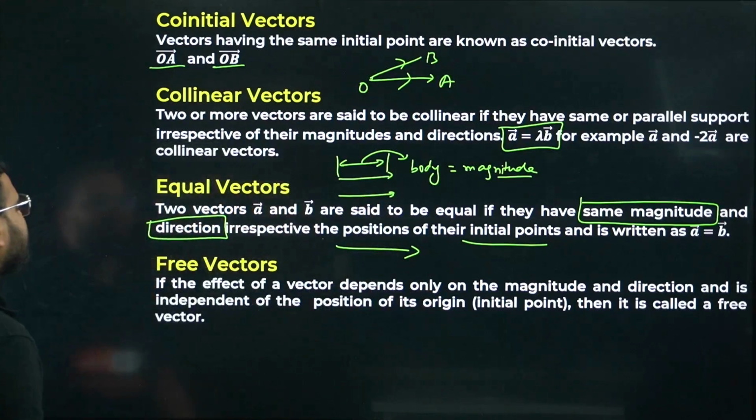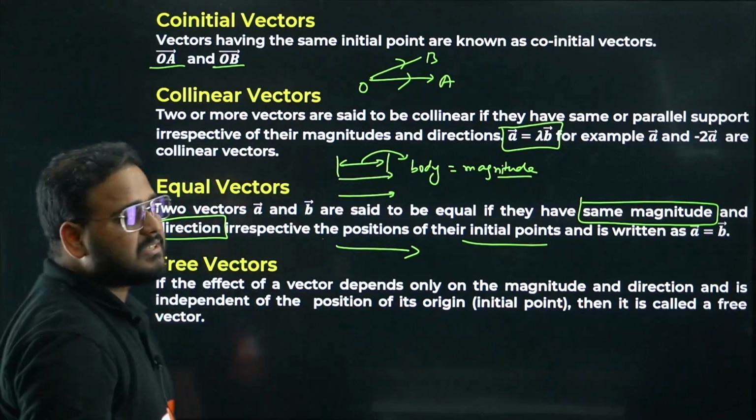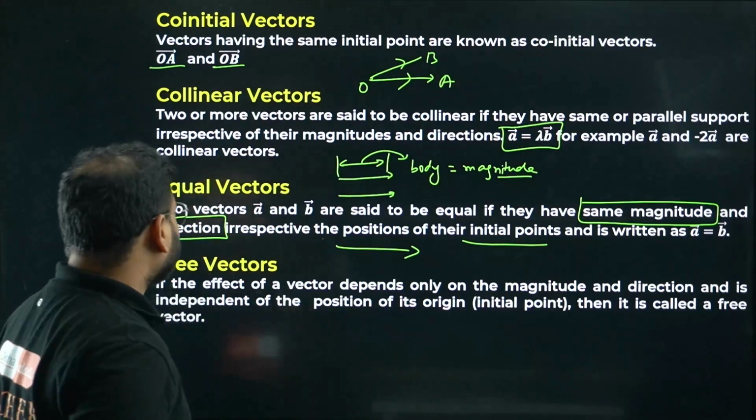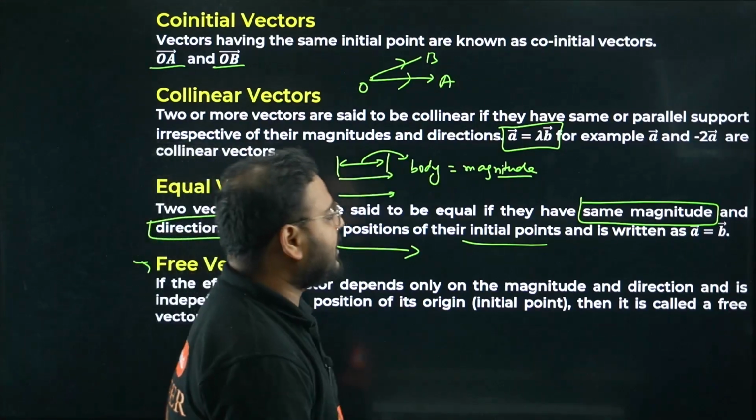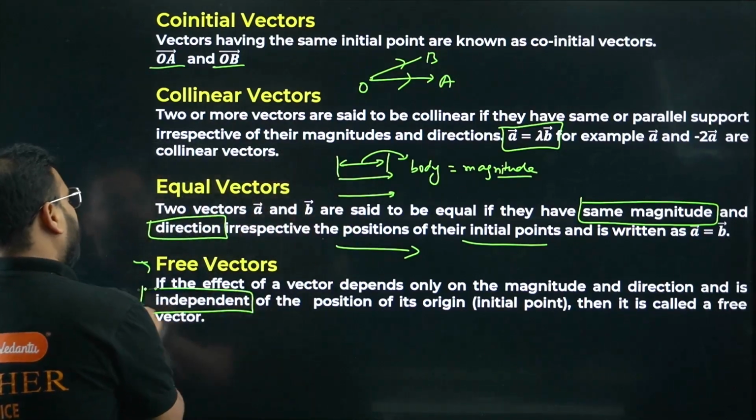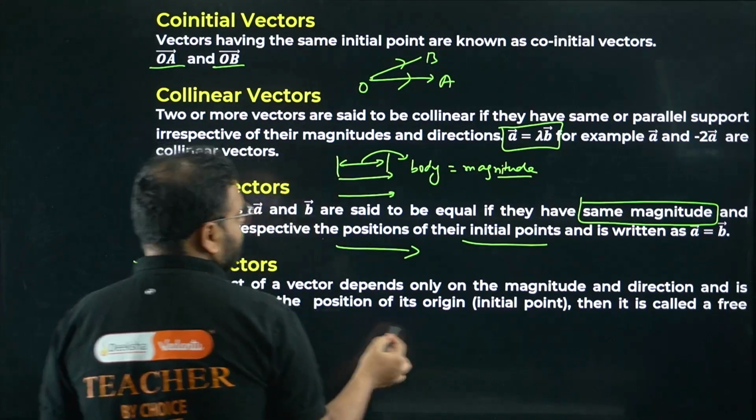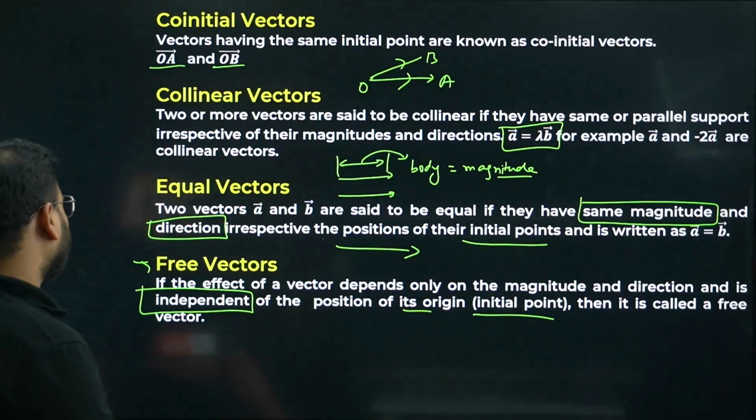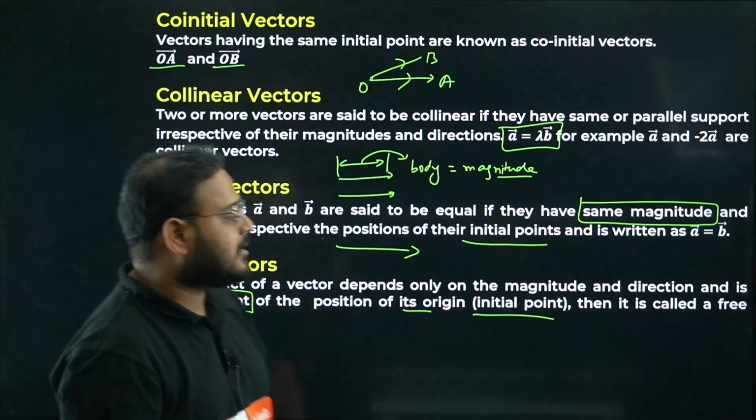Next we have free vectors. In this case, the terminal points are not fixed. If the effect of the vector depends only on its magnitude and direction, and it is independent of the position of its origin or initial point, not fixed, it is called a free vector.